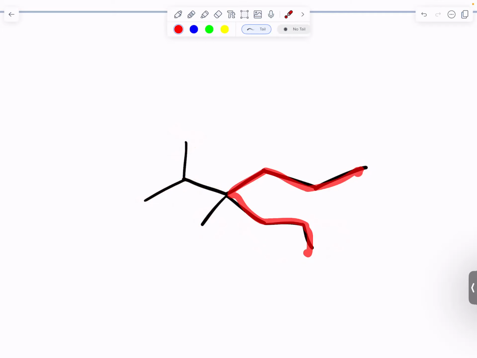And remember that's the first rule for naming, right? Even though this will be a much bigger number here and here, that doesn't matter, because the first step is always the longest chain.